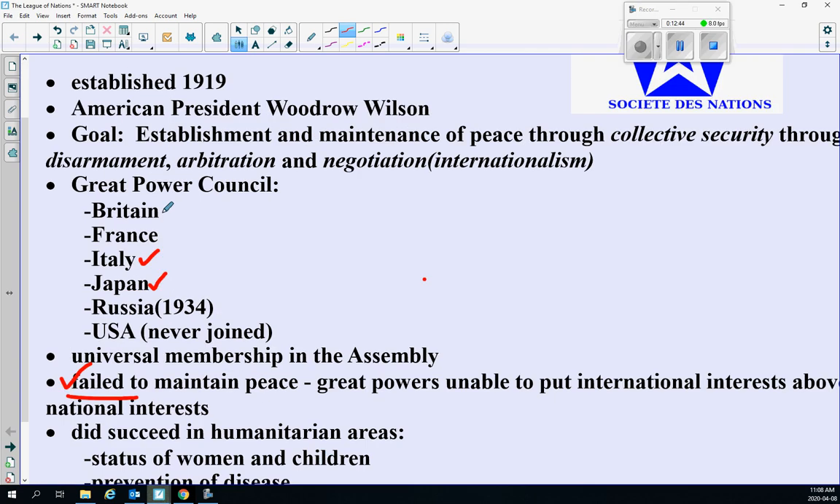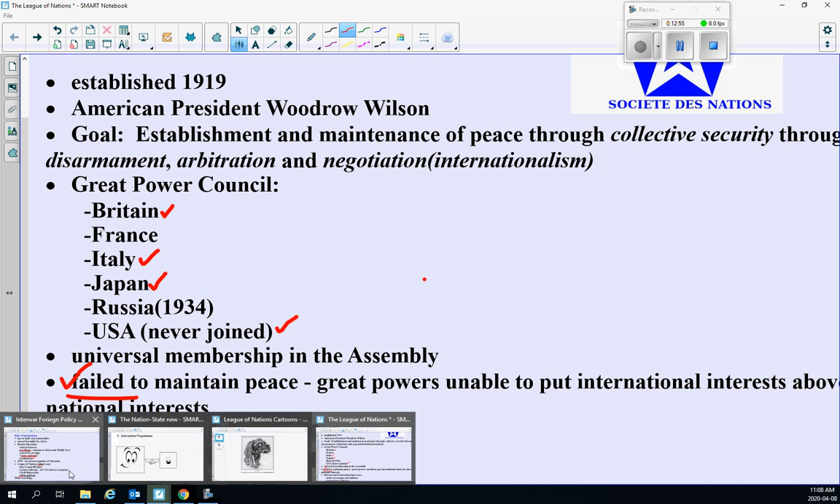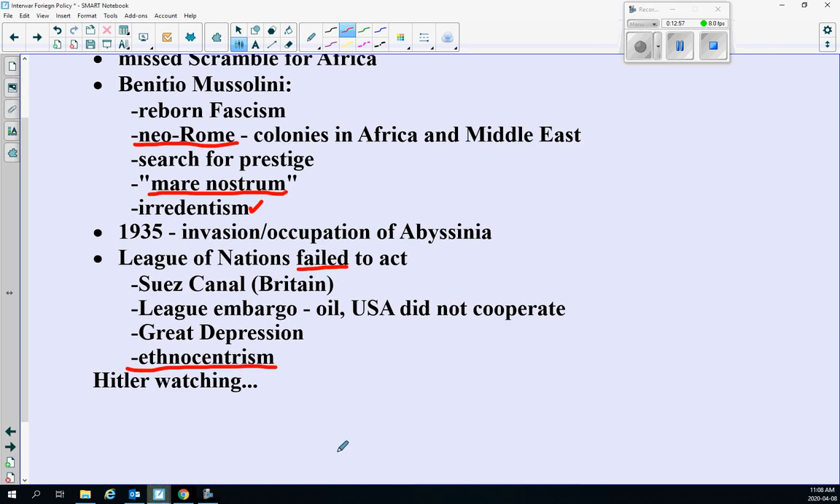So Britain had selfish reasons for not getting involved. Italy, Japan, America never joined in the first place. So this system just didn't work because nations couldn't put aside their own national interests. By the way, we'll get to them later, but Hitler by this point is in charge of Germany, Nazi Germany, and he's watching this happen. He's watching the League fail to act as other nation states invade and expand at the expense of nation states. So he's taken all this in, and he's going to undergo his own expansionist policy.